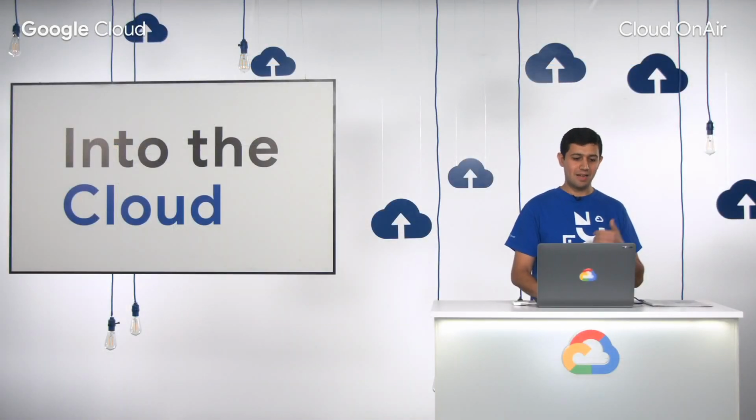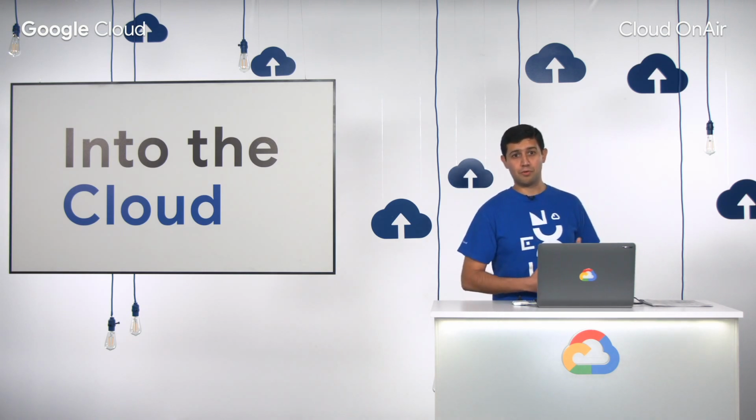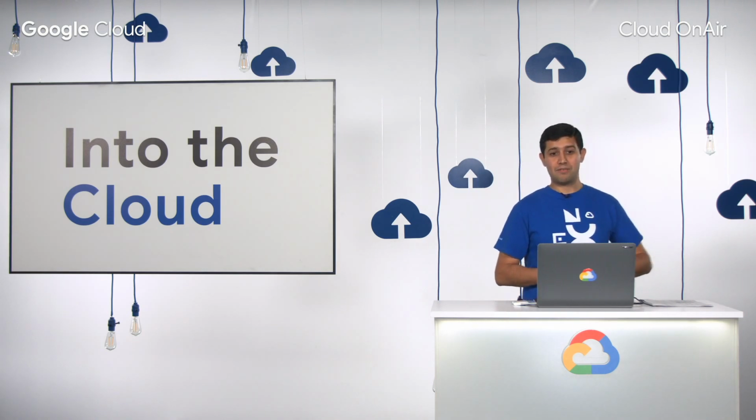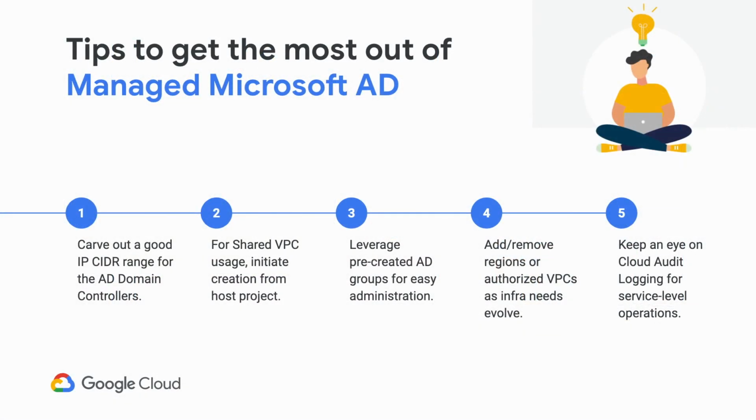And so with that, let's come back to our slides and recap what it is that we have been soaking in for the last few minutes. What I'd recommend is you want to think about the right type of IP size or range when you're deploying your domain controllers. One of the other things is a lot of you use shared VPCs. So if you want to utilize the managed AD domain with a shared VPC, please ask us to create a managed AD domain for you from the host project of the shared VPC.